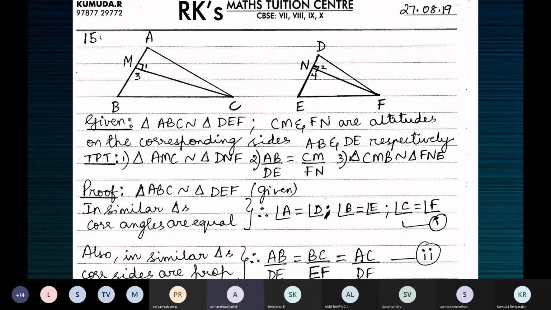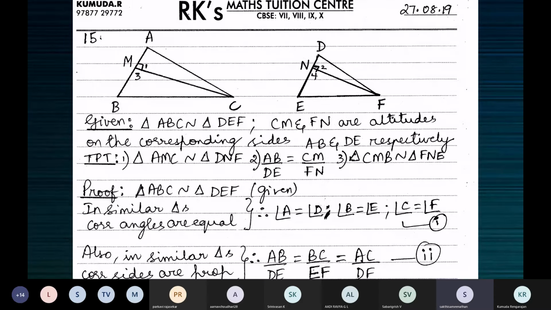Since triangle ABC is similar to triangle DEF, angle A is equal to angle D. Good. And CM and FN are altitudes, so angle 1 and angle 2 are equal to 90 degrees. Very good. So by the AA similarity criterion, we get triangle AMC is similar to triangle DNF. Very good, both of you. Or we can use the SAS criterion.